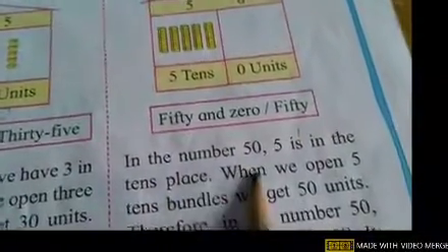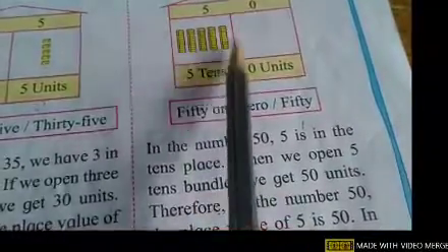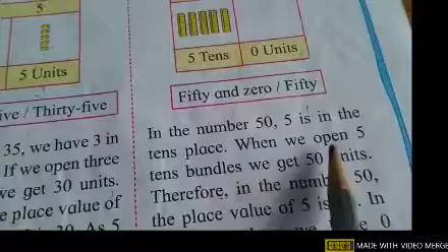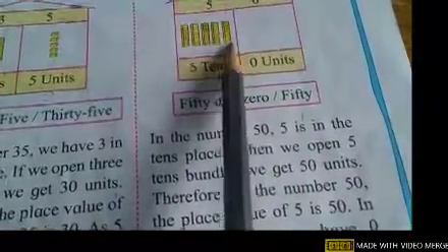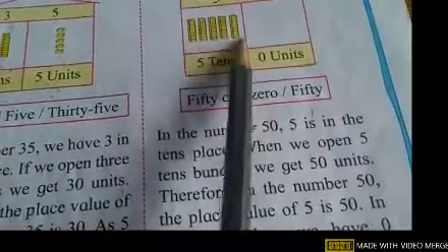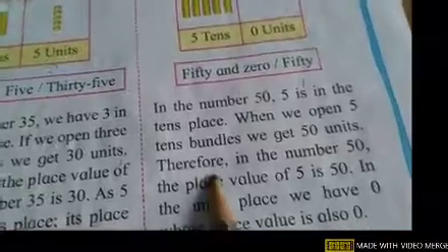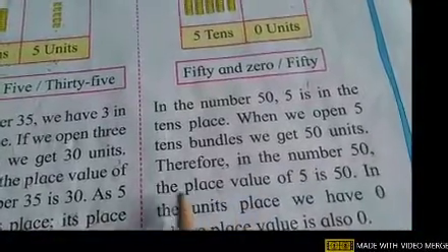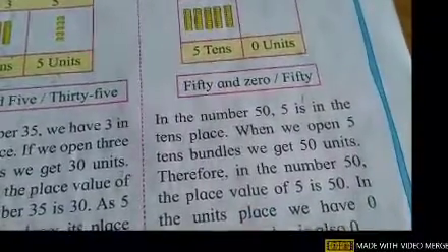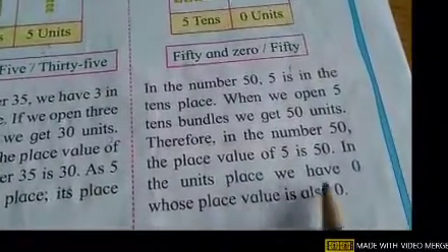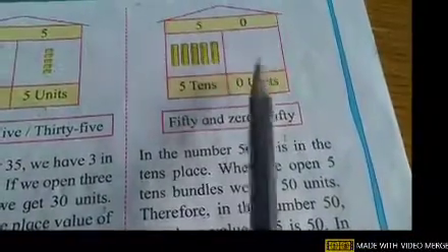So in the number 50, 5 is in the tens place. 5 is in the tens column, tens place. When we open a tens bundle, we get 50 units. If you open all these groups of bundles, we will get 50 loose blocks. Okay. So therefore, in the number 50, the place value of 5 is 50. In the units place, we have 0, whose place value is also 0. 0 means nothing.